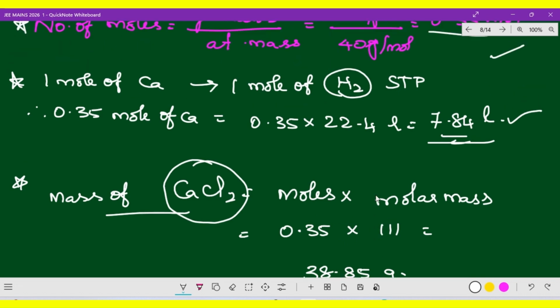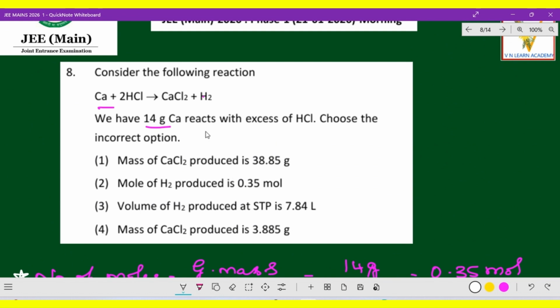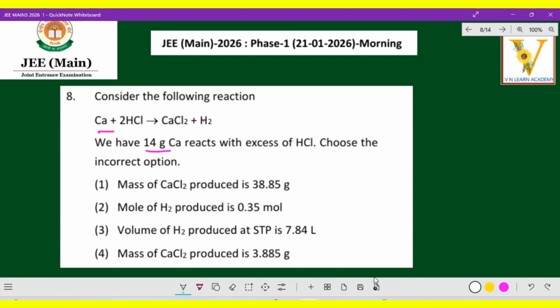Yes. Okay, now let us check the answer. So mass of calcium chloride, here only we can identify. That is why I started with the number of moles first. It will be easy. That is the starting point. So number of moles, and that is the mass of calcium chloride. It is 38.85. Yes, it is correct.